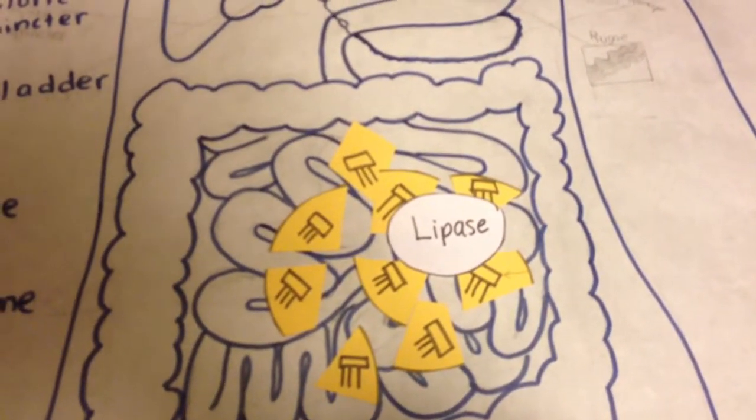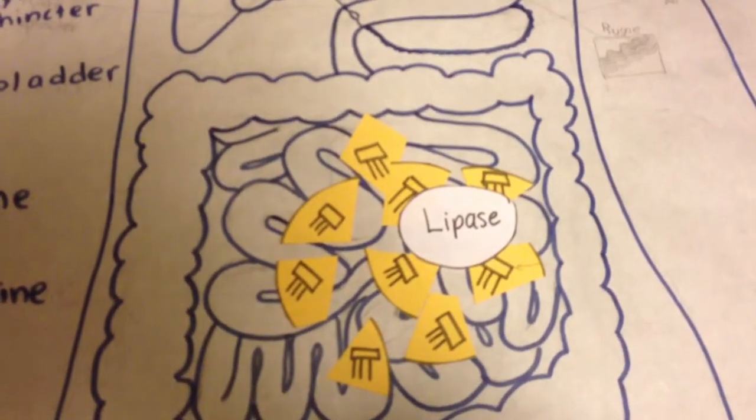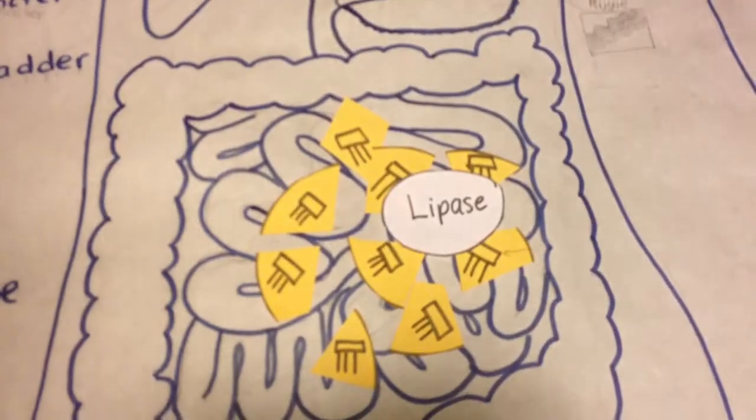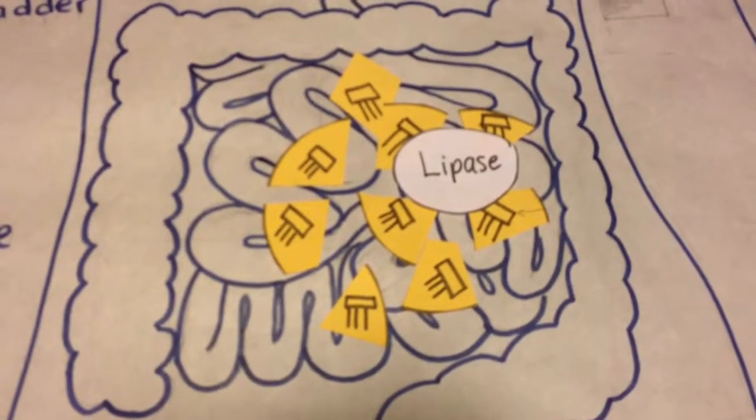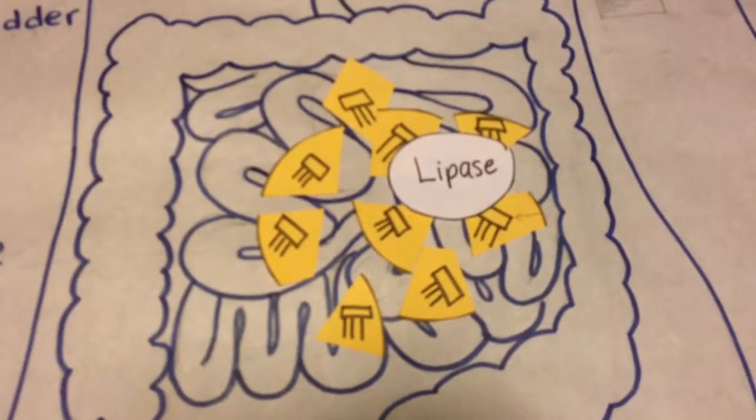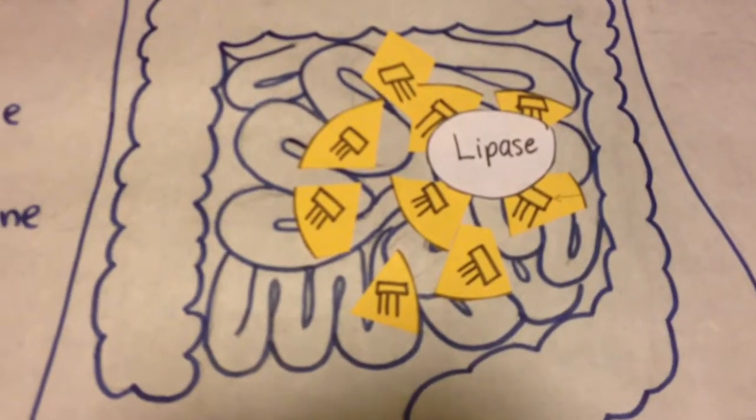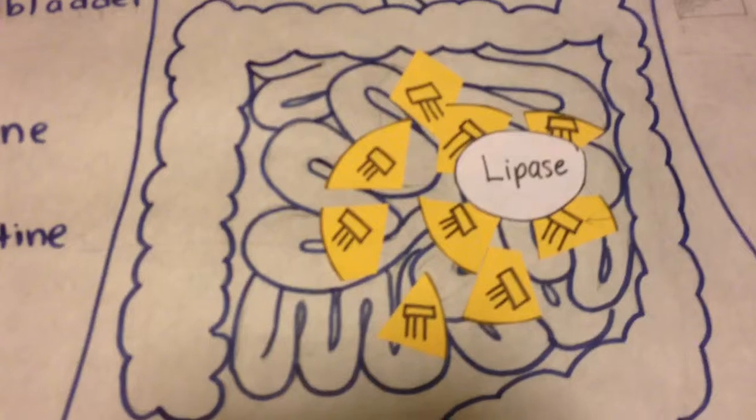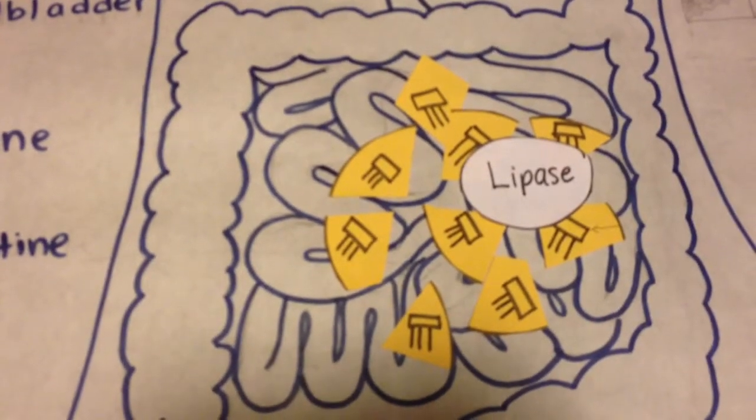Lipase breaks the small fat droplets into fatty acids and glycerol. Fatty acids and glycerol move into the lacteals of the villi. The lacteal is part of the lymphatic system, and later the fatty acids and glycerol will be released in the subclavian vein in the shoulder.